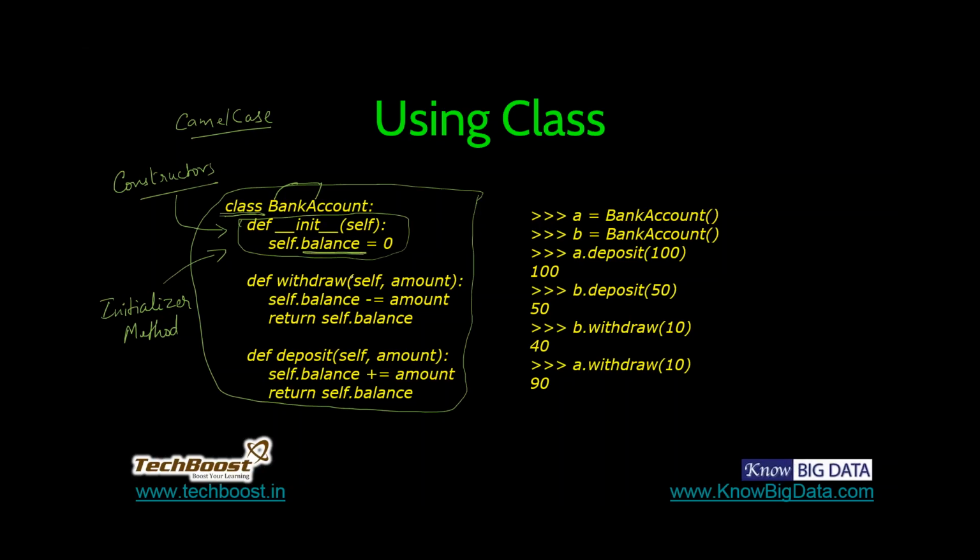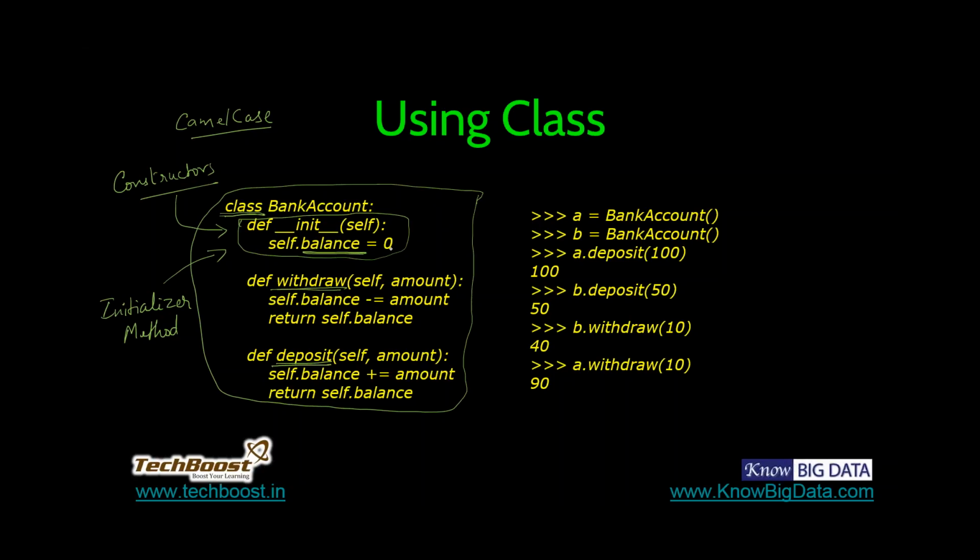And what are the methods? Withdraw and deposit become the methods, correct? So withdraw and deposit are going to work on balance. They are tightly coupled, isn't it? So whenever we create an object, and how do you create an object of this class? Now we have defined a class which has got an initializer method, which is initializing the initial balance in the account. Okay, I've got a bank account now.